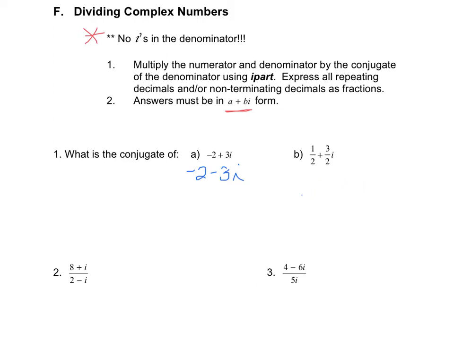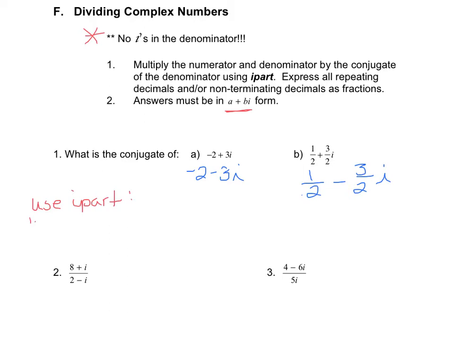And I'm going to make that a little bit nicer. So again, it's 1/2 minus 3/2 i. If you notice, I placed the i next to the fraction. It's like a variable, but in this case, it's an i, which stands for an imaginary number. Okay, with that being said, let's write our steps down for using I part. If you want to use I part, this is what you're going to have to do.